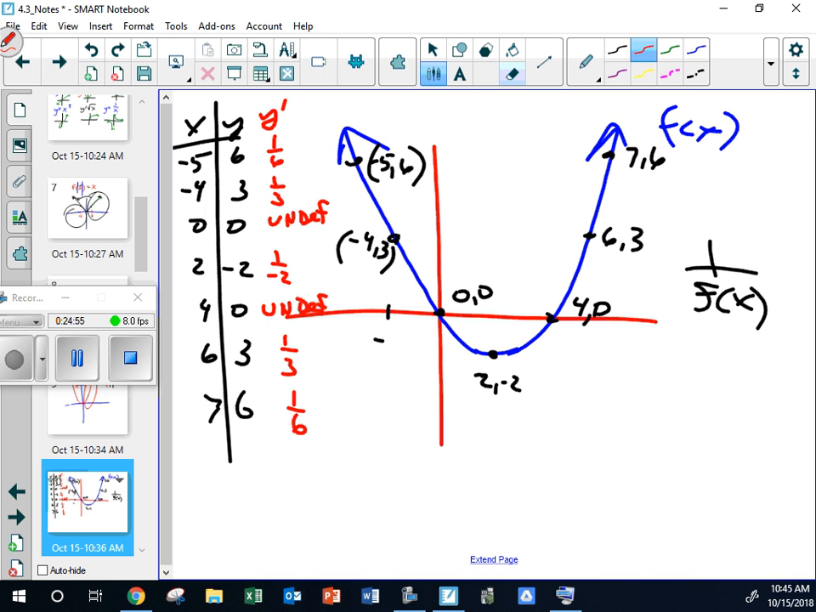Now if I graph all those points, you will see, well, first of all, I'm going to put in these asymptote lines. At 0, there was an asymptote. Think about it. Why is there an asymptote here? Because the graph was at 0, and there's no such thing as 1 over 0. So we can't have anything there. Same with this spot.